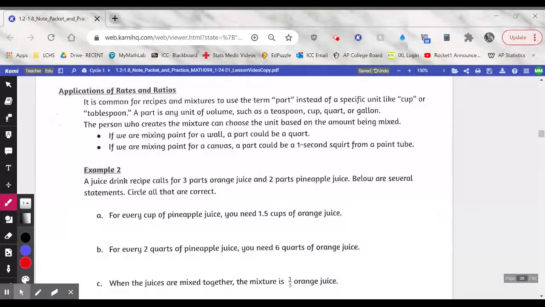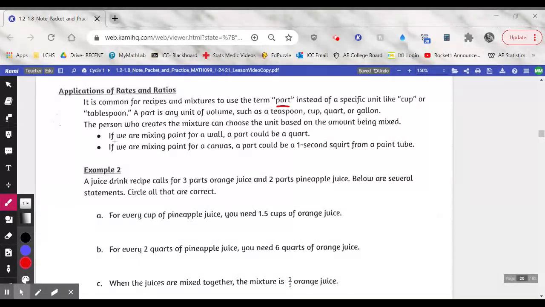So it is common for recipes and mixtures to use the term part instead of a specific unit like cup or tablespoon. A part is any unit of volume, such as a teaspoon, cup, quart or gallon, so it can be any kind of volume that you look at. And the person who creates the mixture can choose the unit based on the amount being mixed.